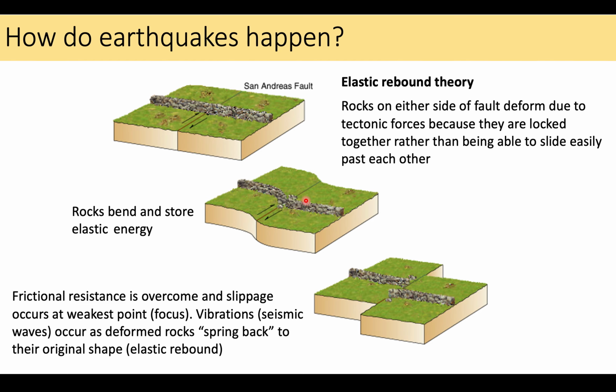So over time, the strain is going to build up. The rocks are not going to be able to slide super easily past each other. At some point, the resistance is going to be overcome, and there will be slippage, as we call it. So the blocks will slip. The weakest point along that fault line is where the slippage is going to originate from, and then the vibrations of that rock deforming is what causes the seismic waves that we feel as the earthquake vibrations.